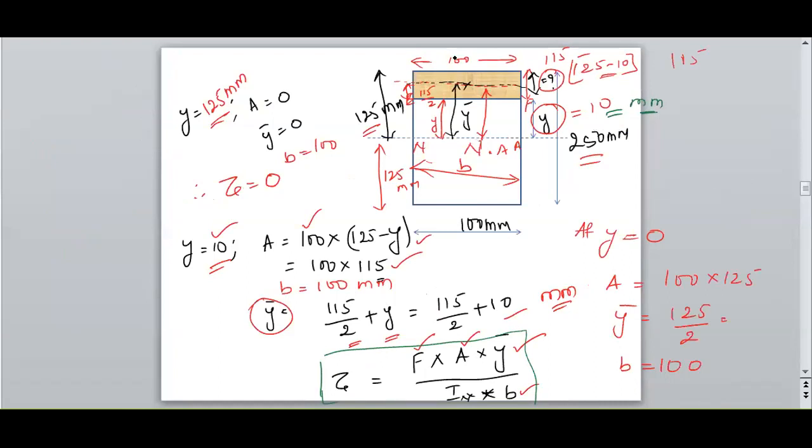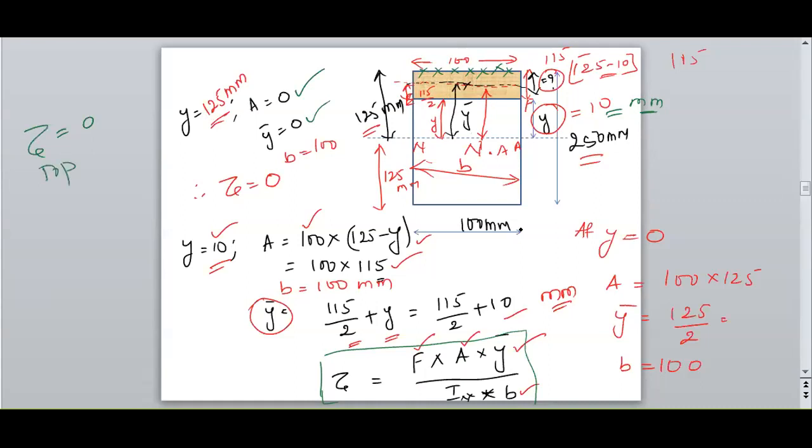Now I need the shear stress at the topmost layer. That is this layer, so the y value is 125. There is no shaded area, because it lies at the same line. The area will be 0 and y bar will be 0. Therefore, substituting in my shear stress equation, 0 into something gives a shear stress of 0 at the topmost layer.